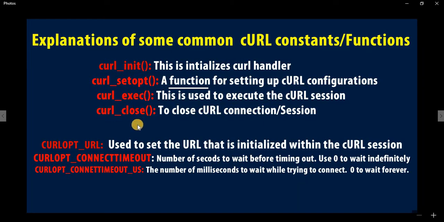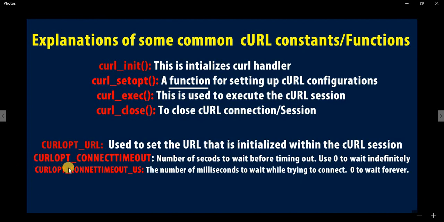The next one is curl_close, and this is going to close all the connections and the sessions that have been opened. It closes that and then frees the memory. The next thing we need to look at is CURLOPT_URL. This is a constant that is used to set the URL that is initialized within the cURL session. If you want to set that, we have to use this constant, and you use it in combination with curl_setopt. You don't need to bother yourself right now about knowing how to use it. By the time we write some code, we are going to see how it is used. So that is just the explanation of that.